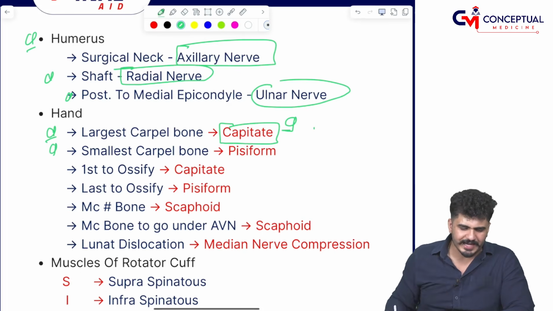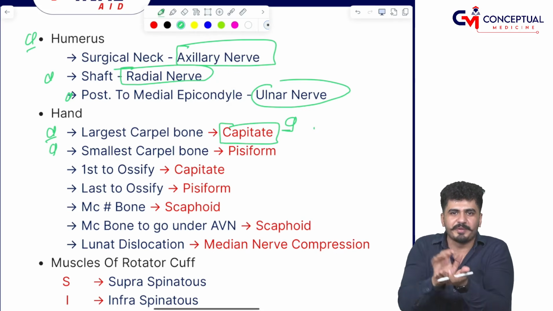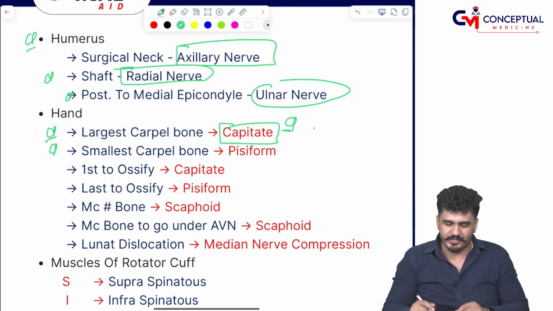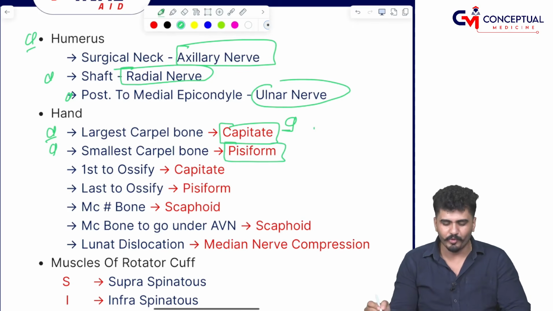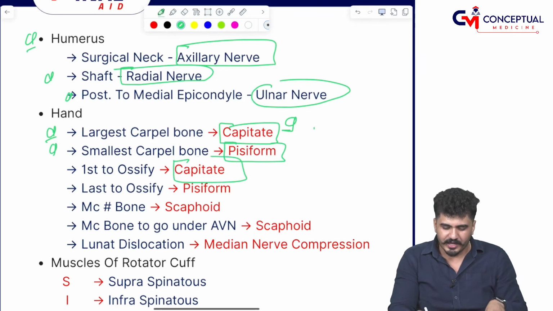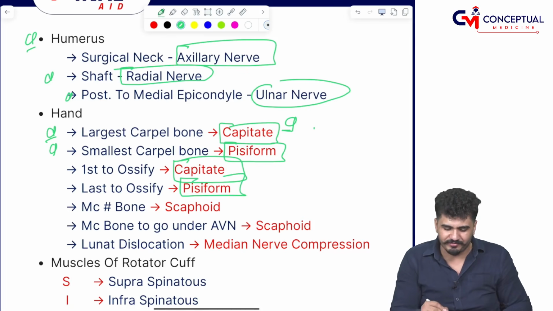Then the smallest carpal bone. Chota, like we are piecing chutney, piecing into small pieces. So remember, this is going to be the pisiform bone. First to ossify, the important capital of country, capitate. Last to ossify, the smallest bone, small, that is going to be your pisiform.